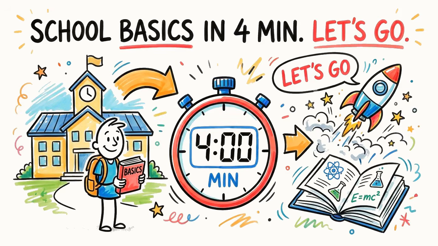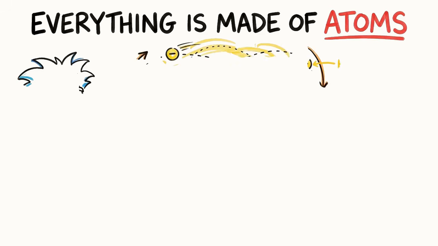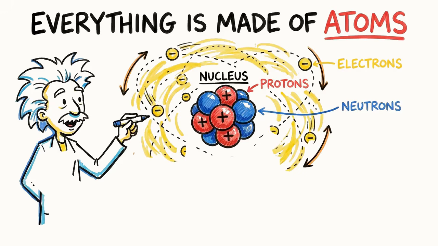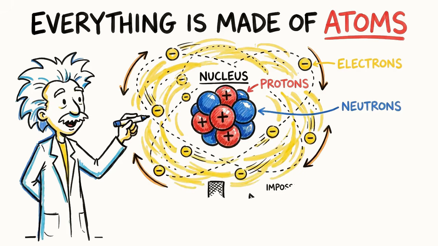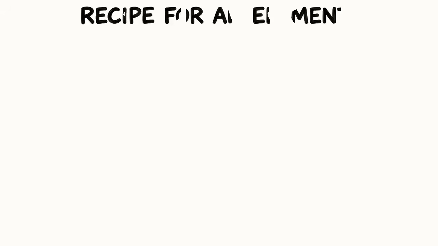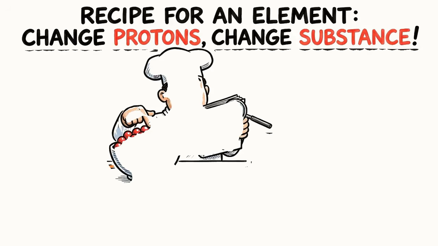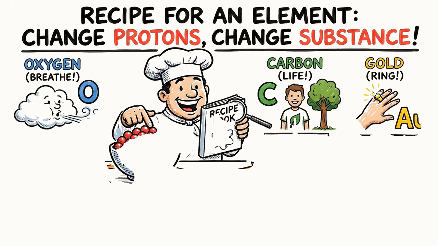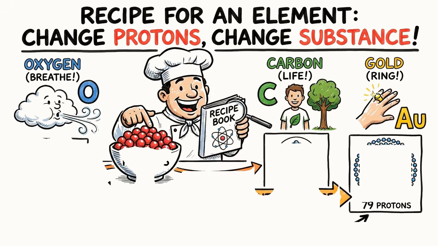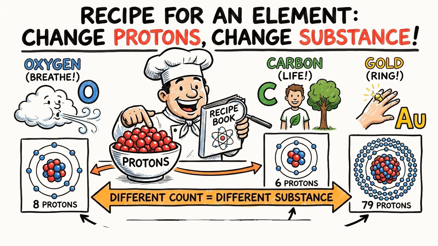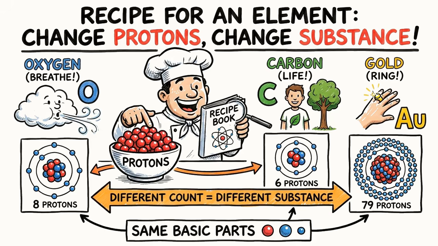Let's go. Everything is made of atoms, impossibly small building blocks. Each atom has a nucleus of protons and neutrons, with electrons buzzing around it like a cloud. The recipe for an element is simple. Change the number of protons and you change the entire substance. That's the only fundamental difference between the oxygen we breathe, the gold in a ring, and the carbon that forms all life. Same basic parts, just a different count.